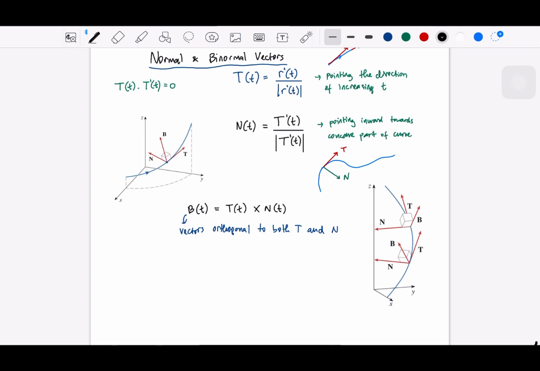And between these vectors, we have three vectors, right? T, N, and B. Between T and N, we have some kind of plane that we can draw from those two vectors. And from N and B, we can also have another plane. Those are what we call the osculating plane and the normal plane. We are going to see later on.